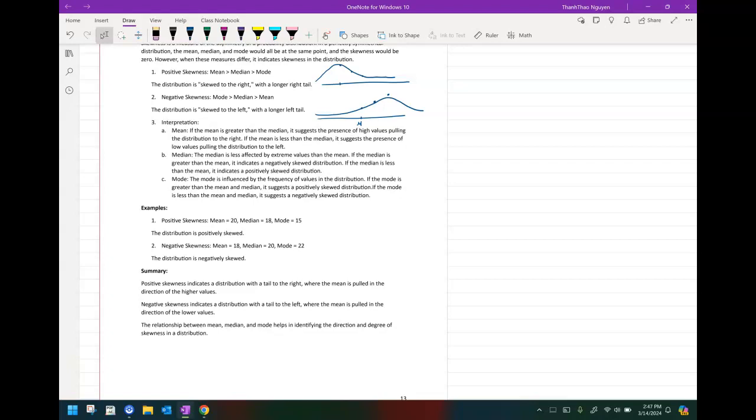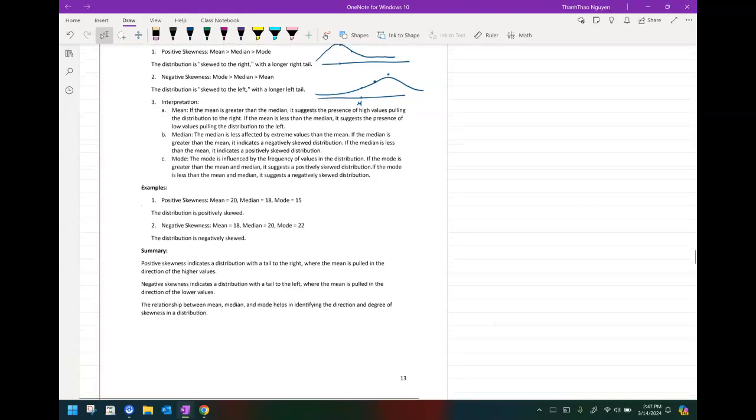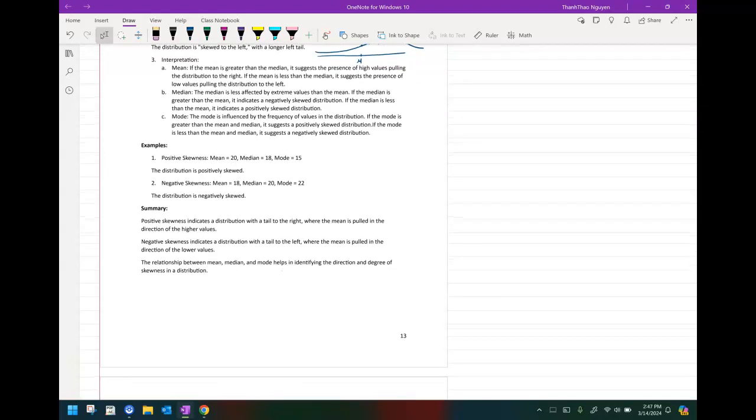The mode is influenced by the frequency of the values in the distribution. If the mode is greater than the mean and the median, it suggests a positive skewness. If the mode is less than the median and the mean, it suggests a negatively skewed distribution. So here we can take a look at the example. We have positive skewness when the mean is greater than the median and greater than the mode, and negative skewness when the mean is less than the median and less than the mode.